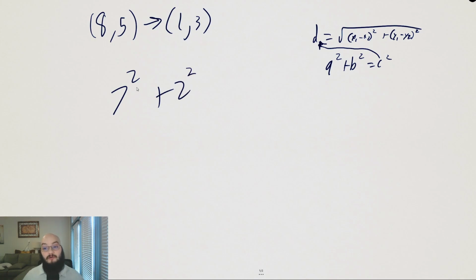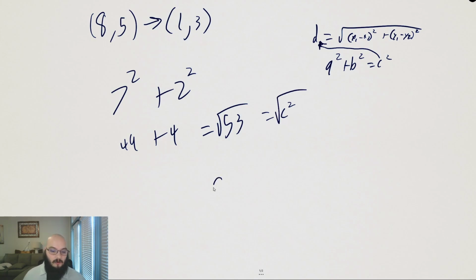I need to square both of those values and add them together. So this will be 49, this will be 4. Added together is going to be 53. And then we need to square root the 53, because the 53 is the same thing as c squared. We need to square root it to find the distance. So our actual distance is going to be the square root of 53. And I don't believe 53 can be simplified. So that will be our final answer.